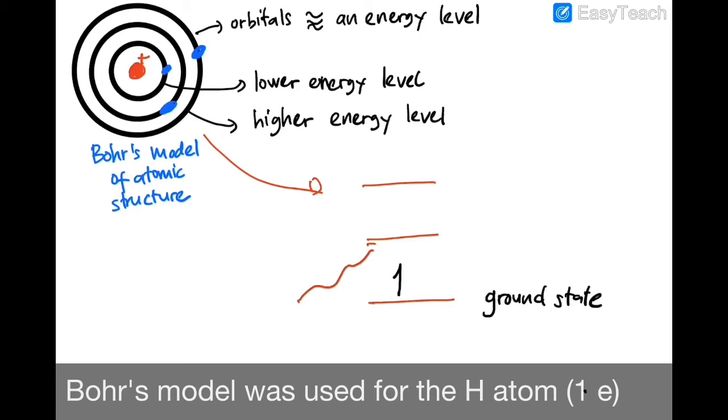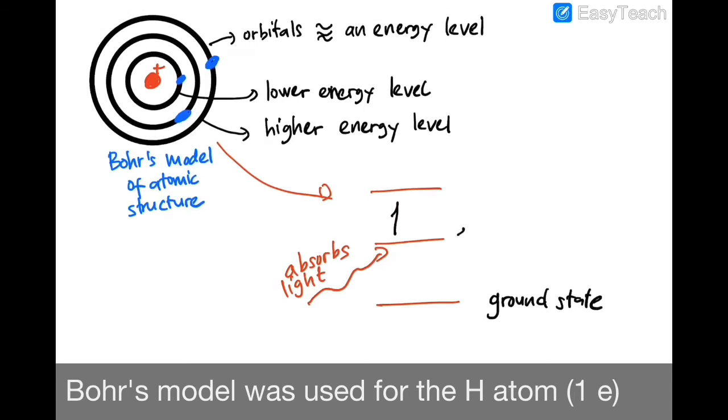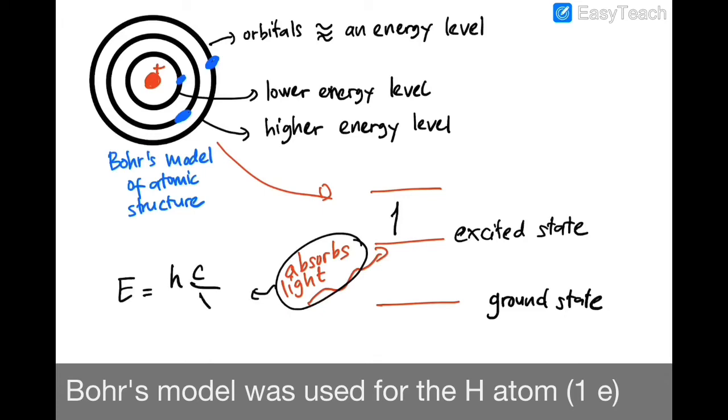When this electron absorbs light, the particle will have enough energy to jump over here. Then we can delete this and move the electron up here. This is what we call the excited state. The energy that the electron needs to absorb is of course equal to hc over lambda. So the wavelength of the light will be determined through this.